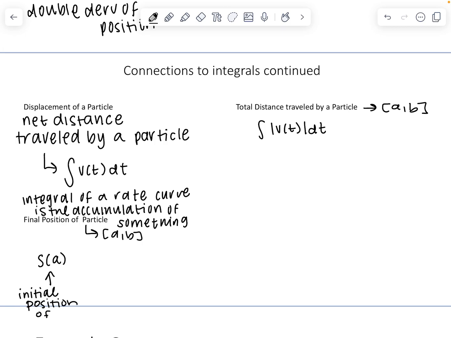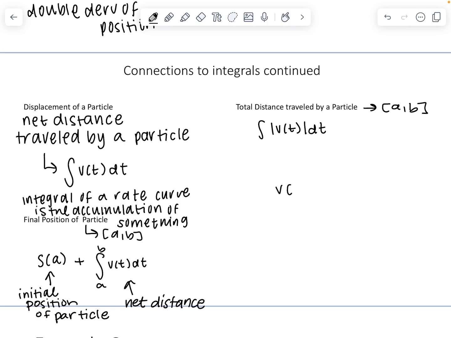And then to figure out where the final position of the particle is, what you would do is, the velocity curve tells you the total distance the particle is from the starting point, right? And so you would do the initial position plus your net distance, and that would tell you the final position of the particle.